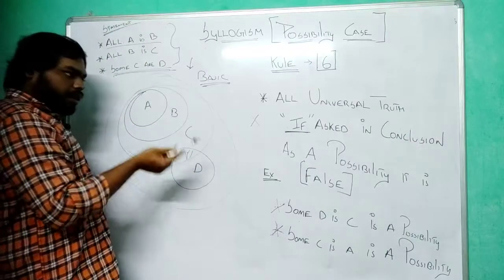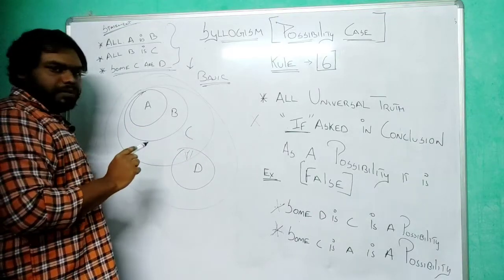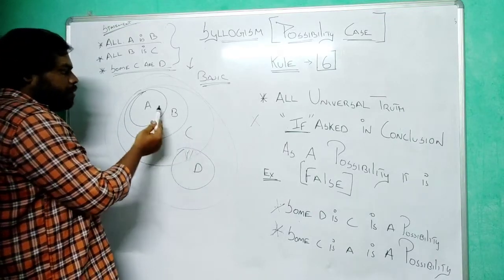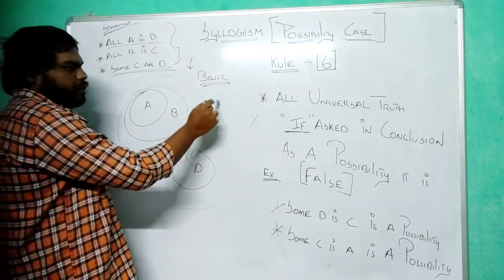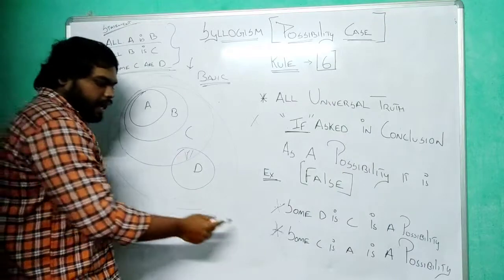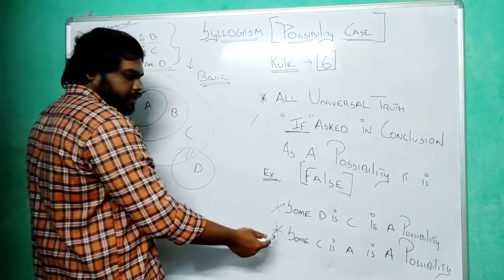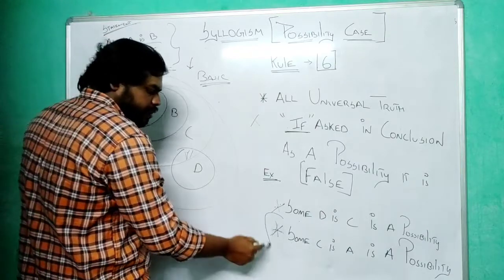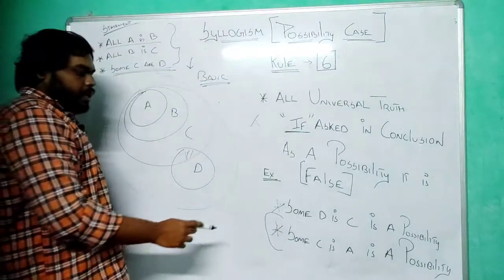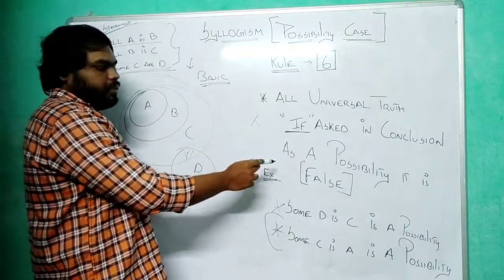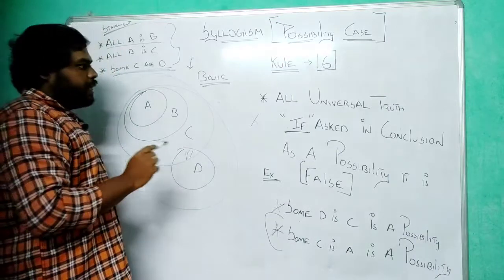We always know that some part of A will always be inside C, and also some part of C will always be inside A. They are interconnected, right? It is a universal truth in the possibility case, and it is being asked as, can it be a possibility? It is raising a question that some C is A is a possibility. So a universal truth asked in a possibility case is always false. This rule is very important, so please try to understand.